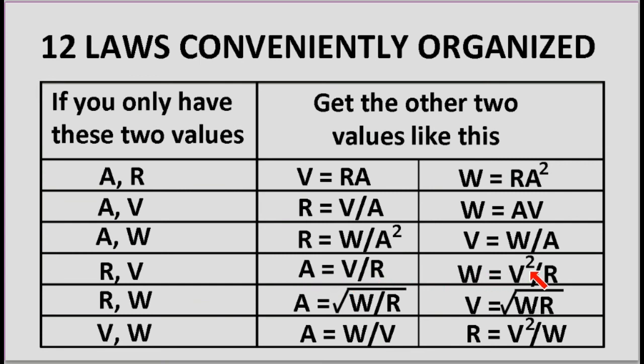For example, let's suppose you only have the resistance and the volts. Well, then you would go to the fourth row of this table, and you would use this equation to figure out the amps. Amps equals voltage divided by resistance. And you would use this equation to figure out the watts. The watts equals the voltage squared divided by resistance. So let's do an example.